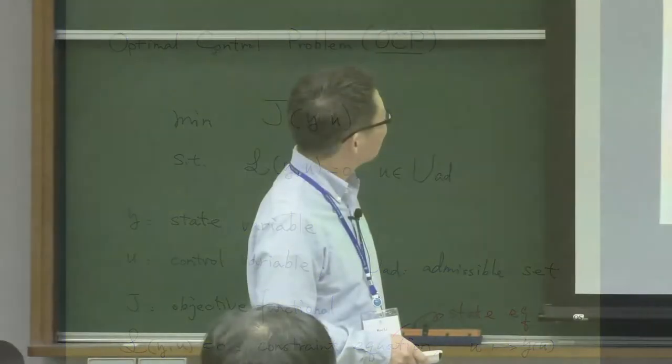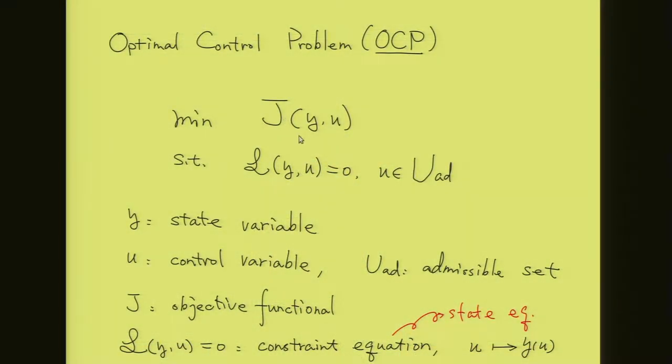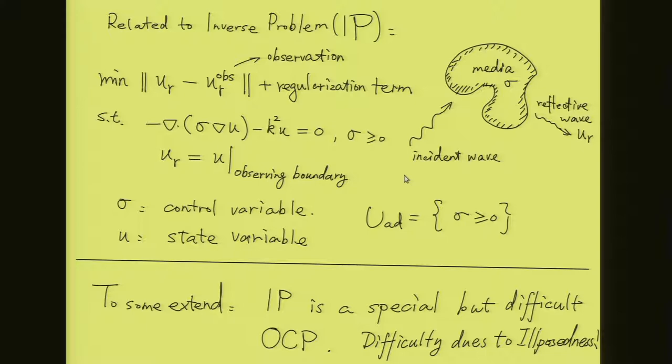So the first part is the introduction. The optimal control problem actually looks like this. There is an objective function here, and this y is called the state variable, and this u is the control variable, and this u is limited to an admissible set U. This set is often given by inequality constraints.